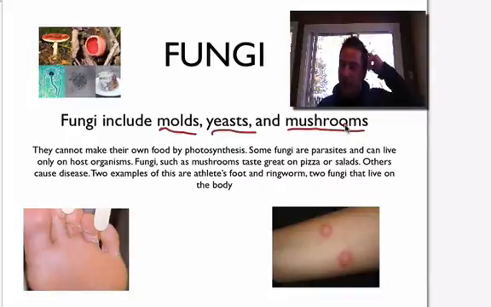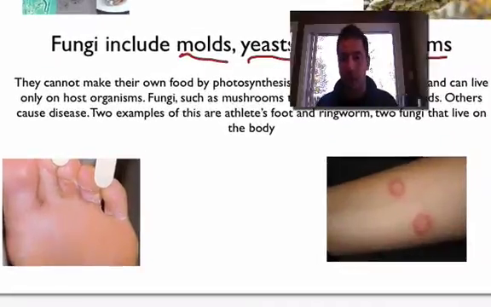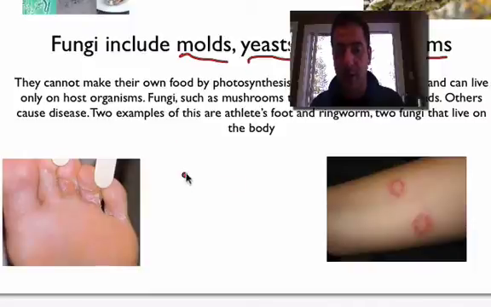But others cause disease. So two examples of these fungi are athlete's foot and then ringworm. So those are basically two fungi that live on the body. If you just take a look over here, we've got a case of athlete's foot.